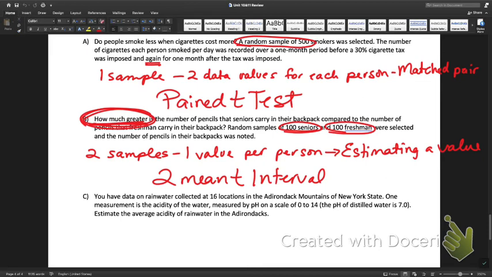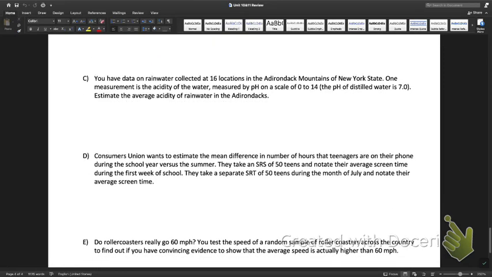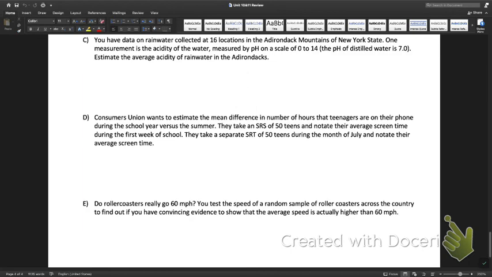All right, let's look at C and D. C, you have data on rainwater collected at 16 locations in the Adirondack Mountains of New York State. One measurement is the acidity of the water, measured by pH on a scale of 0 to 14. The pH of distilled water is 7. Estimate the average acidity of rainwater in the Adirondacks. All right, so we took a single sample of 16. So we have one sample of 16 locations. We are collecting the acidity at each location. So that is one data value per location.